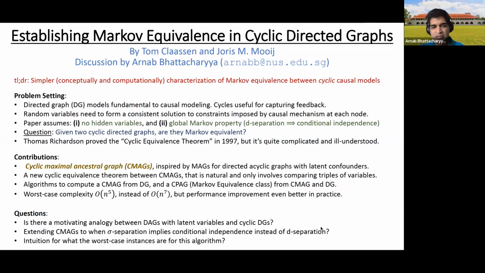What I meant is, when you don't have latent variables in the acyclic case, then you just have the DAG. You only need to go to the MAG representation when there are latent variables.